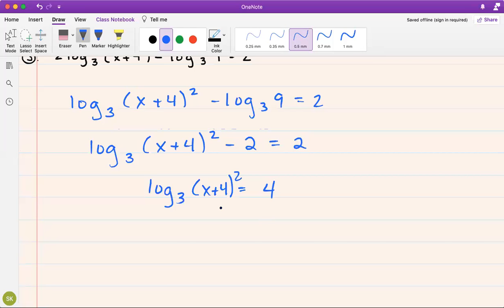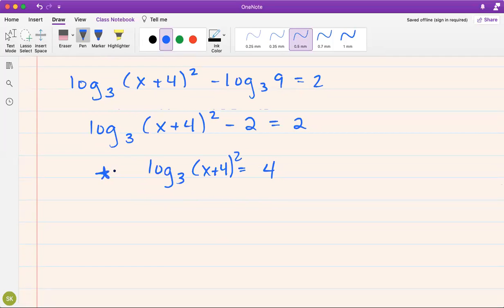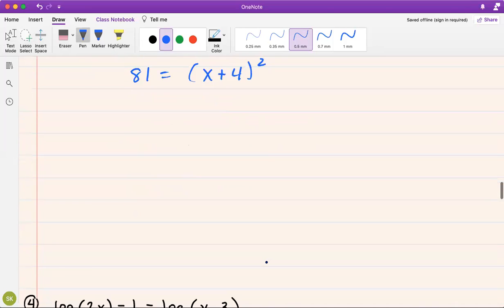Okay, and now we can switch this into exponential form. Again, when you get to this step where you have a log on the left-hand side and a number on the right-hand side, switch it to exponential form. So this is 3 to the 4th is equal to x plus 4 squared, and 3 to the 4th is 81. So we got exactly what we did the last time, and then we would just continue the steps we did earlier. Okay, let's move on.